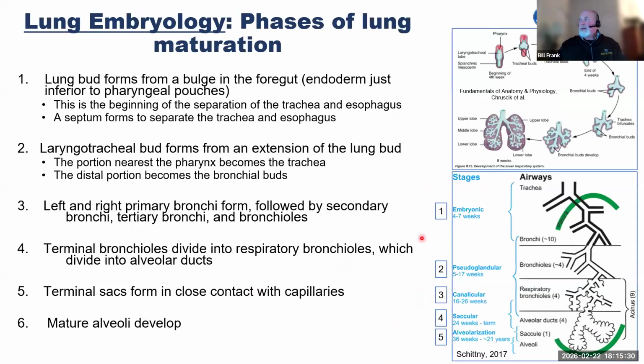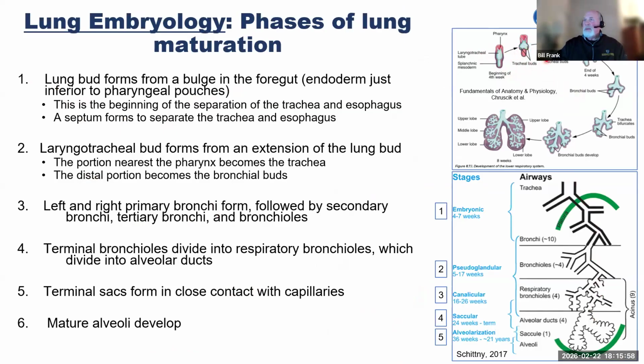Okay. So we talked a little bit about the airway system, but the lung bud forms from a bulge from the foregut in the endoderm. And this is the beginning of the separation between the trachea and the esophagus. So that septum forms between the trachea and esophagus, which allows the laryngotracheal buds to form and start extending.